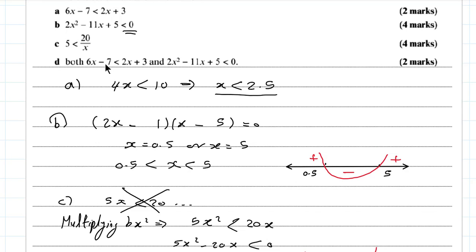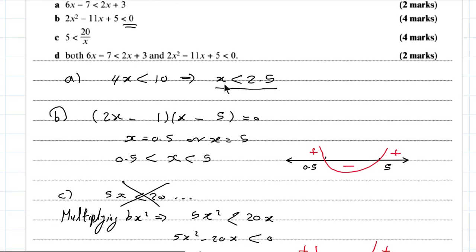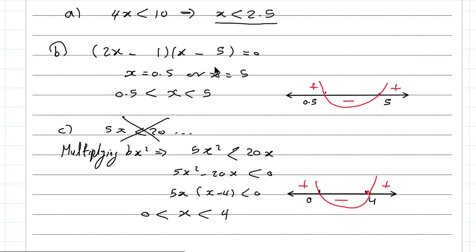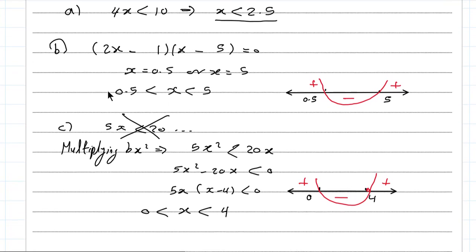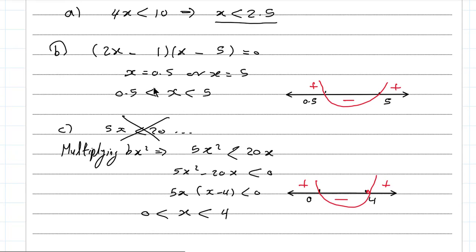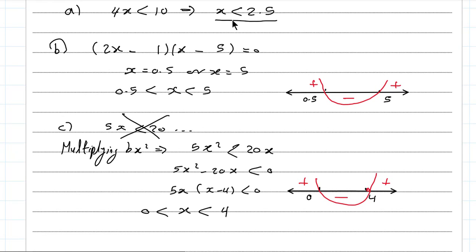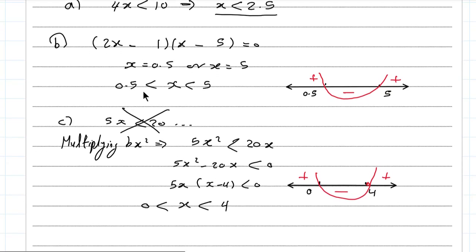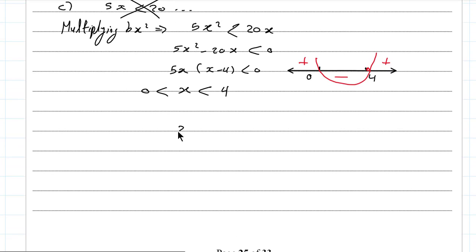D, both A and B. The requirement here is to combine the answer of A, which is x less than 2.5, and at the same time B, which is x more than half and less than 5. If you combine them, we can say that this is the upper limit and this is the lower limit. So if we combine them, x should be more than half and less than 2.5. This is the answer of D.